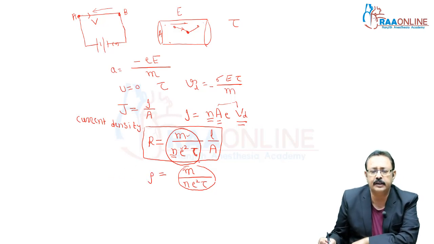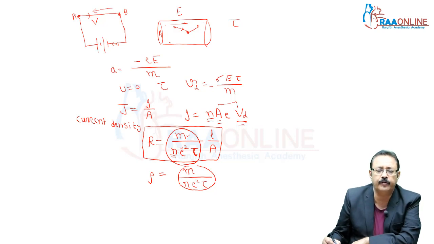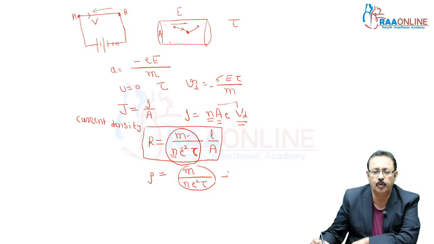What is the unit for this resistivity? You know that the unit for R is ohm. A means meter square and this is meter. 1 meter will cancel out and send this meter on this side. So the unit is ohm meter. The reciprocal of resistivity is known as conductivity.